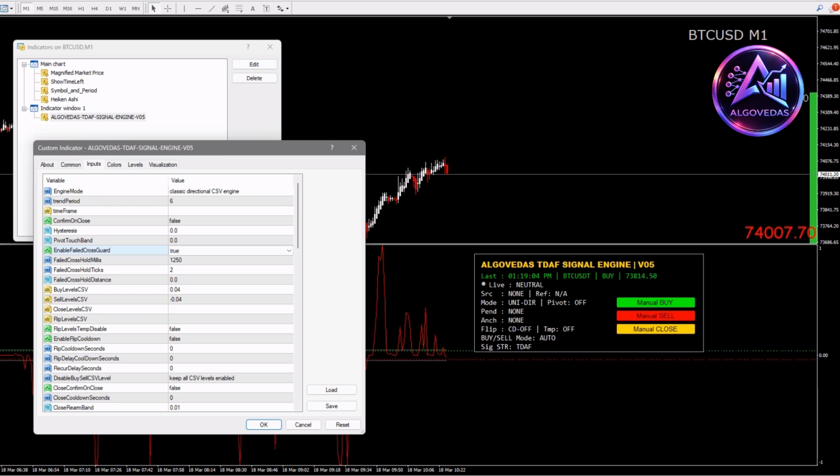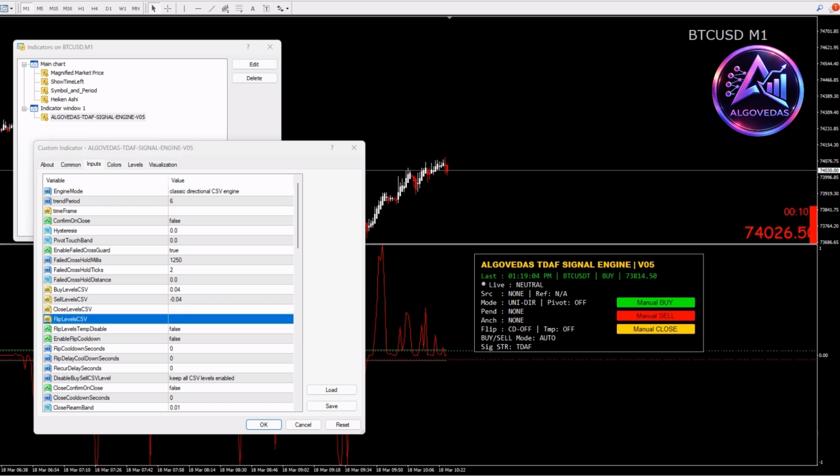Now, the real power, the CSV level system. You define logic like this: 0.02, 0.05, 0.1-0.2. These are not random numbers. These are decision thresholds. Buy levels, sell levels, close levels, flip levels. Each one represents a zone of action. This is not indicator-based trading. This is logic-based trading. You are literally telling the engine, when the market reaches this state, act.